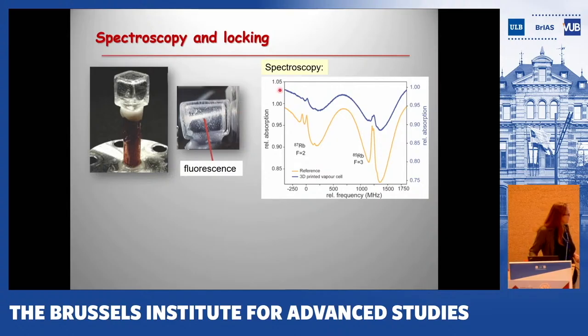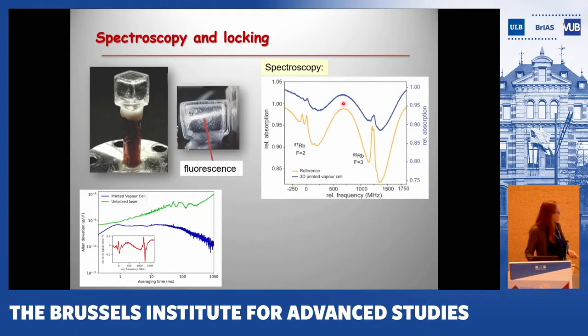So the blue line shows you the Doppler-free spectroscopy in the small cell, which is about 5 millimeter in diameter. The yellow one is a standard vapor cell, which is 7 centimeters. But if you calculate out the increase in optical path length, the printed glass cell does as well, or even a little bit better than the standard cell. And we can also use that to stabilize a laser to that cell.